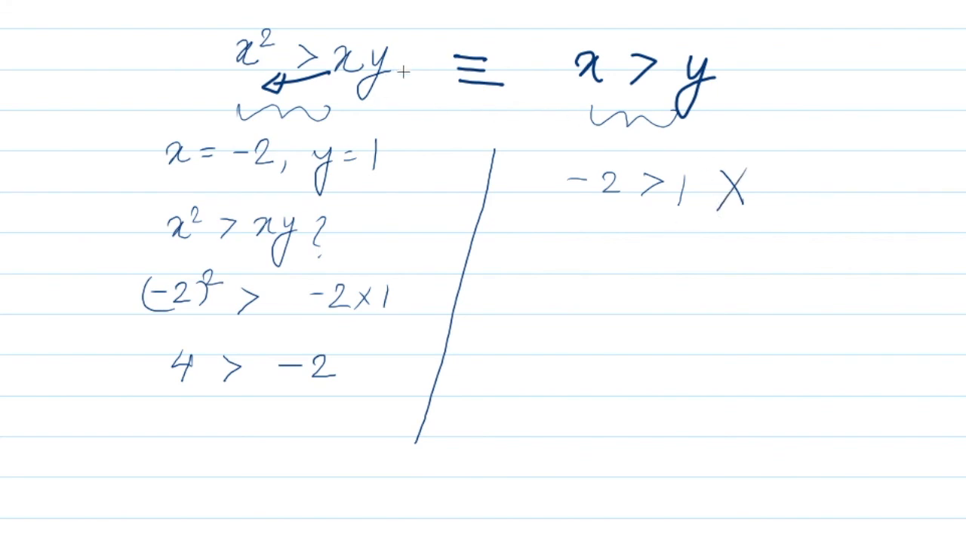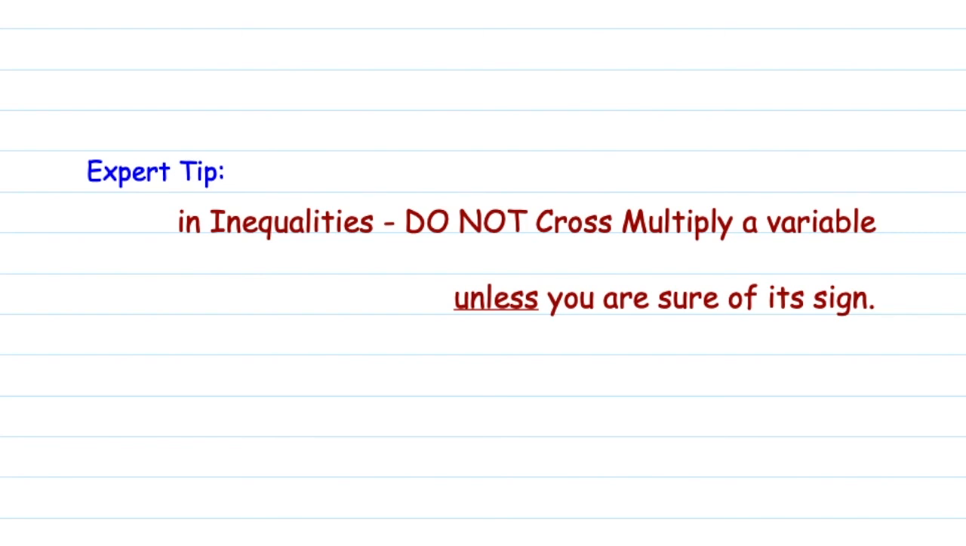Again, the reason for this mistake is we cross multiplied a variable without knowing its true sign, and that is a strict no-no. So here is the final expert tip: in inequalities, do not cross multiply a variable, and this is important, unless you're sure of its sign.